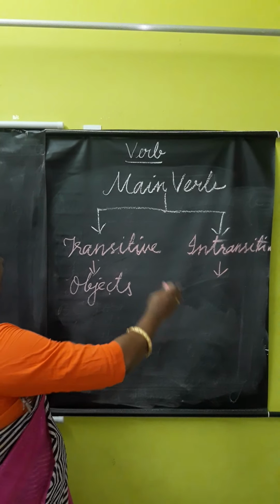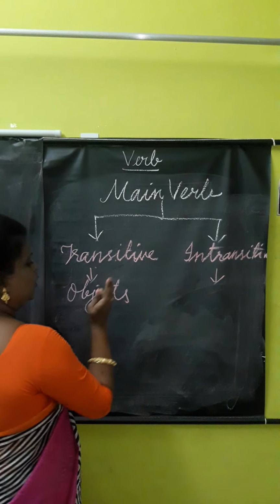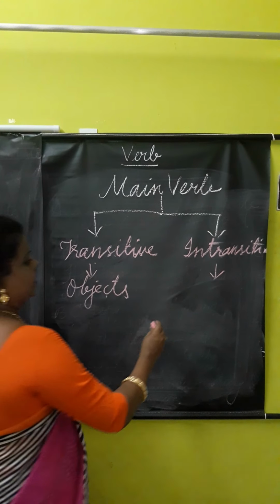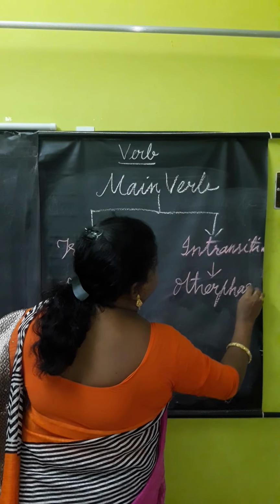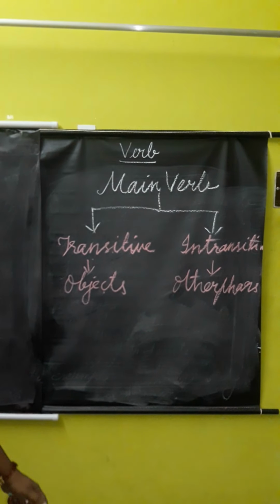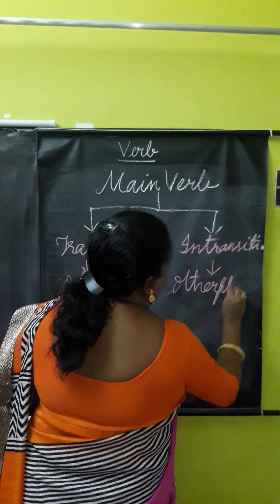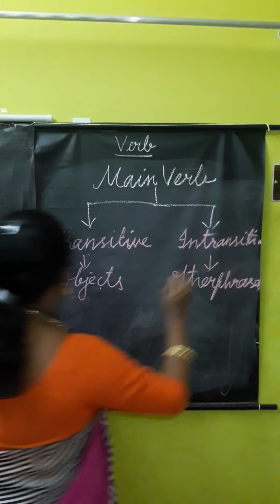Intransitive verb dislikes objects. That's why it doesn't always have an object. Then what will it have? Other phrases. Instead of objects, it will be followed by other phrases.